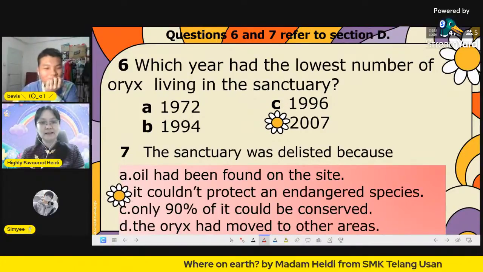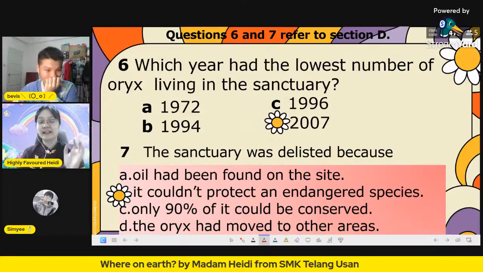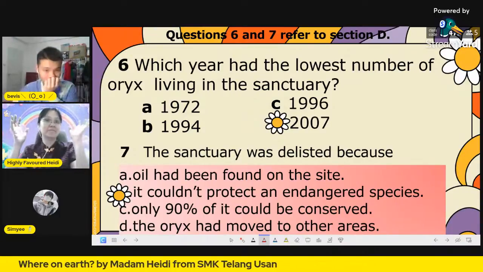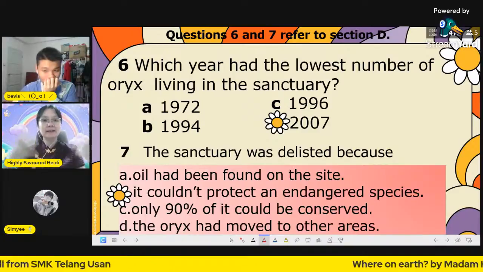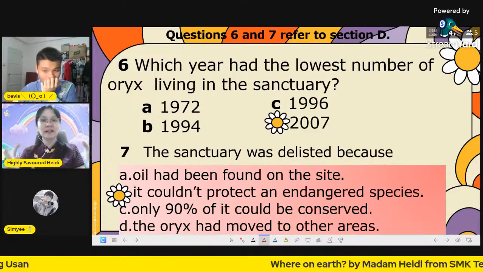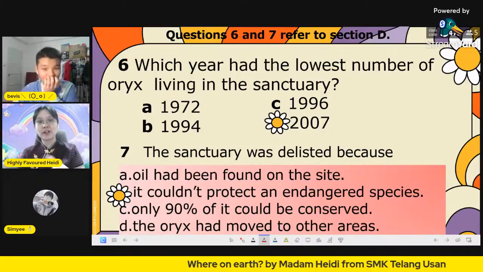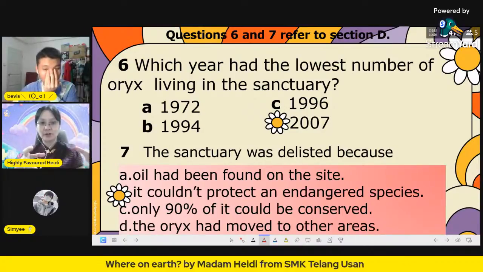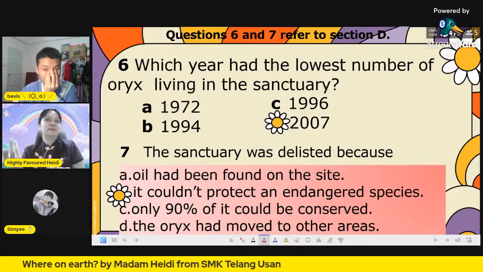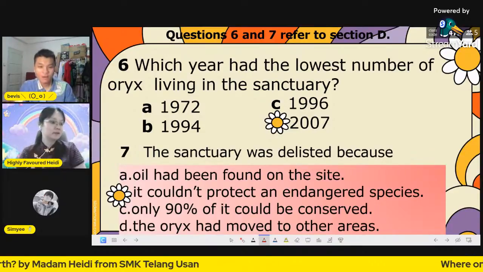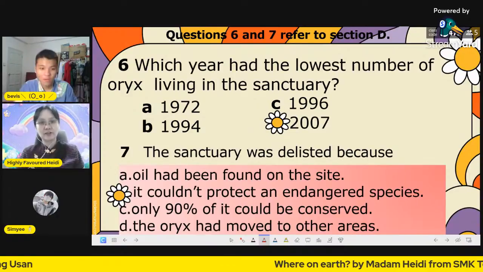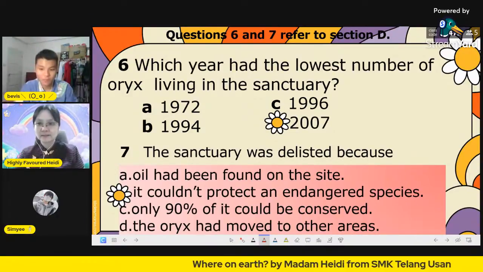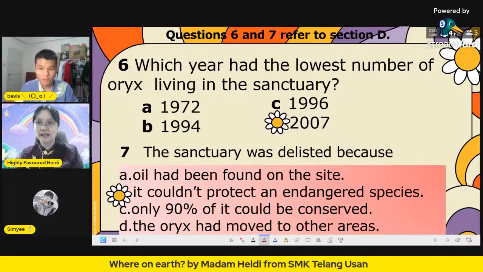And delisted because it couldn't protect an endangered species. That is their main focus. Because the criteria, the reason why that place is listed as UNESCO World Heritage, is because of that animal, Onyx. But since the number of animals dwindled from 450 to 65, they decided to delist it. Okay, now go to the next one.